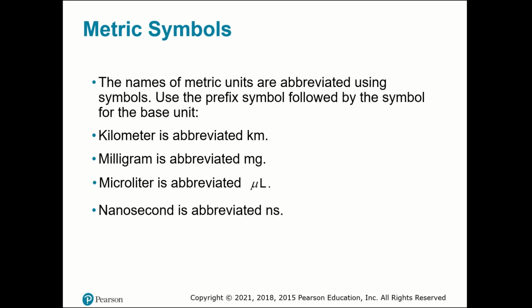The names of metric units are abbreviated using symbols. Use the prefix symbol followed by the symbol for the base unit. So kilo, k, and meter, m. Milligram: we have milli and we have gram. Microliter: we have the micro symbol over here, and the liter. Nanosecond: we have n for nano, and then s for second.